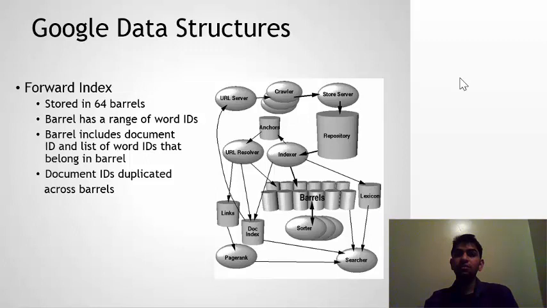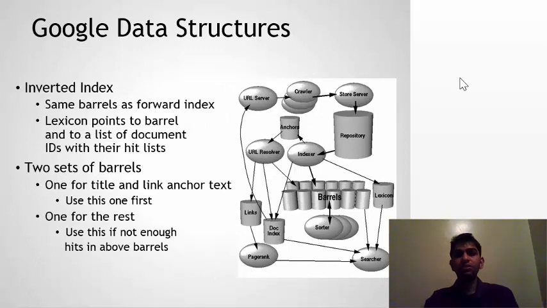Forward index is partially sorted. It is stored over 64 barrels, and each barrel has a range of word IDs. If a word is included in one of the barrels, the document ID and the list of word IDs is also stored in the barrel. Because of this, there's a lot of document replication in the repository.